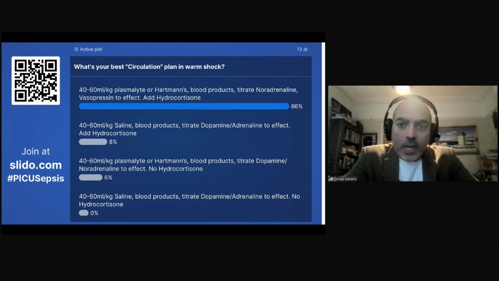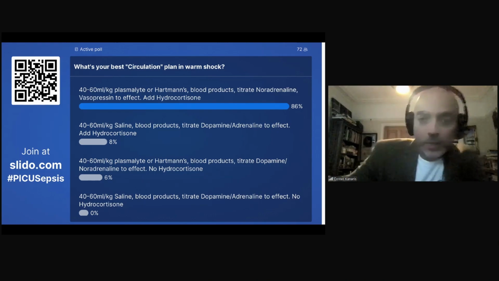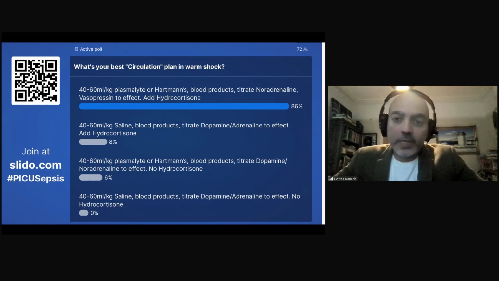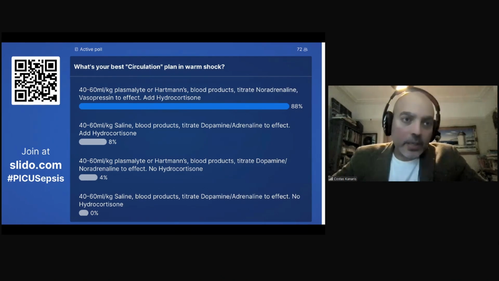Now, I like blood products because they are useful volume. She had a lot of blood products because she was severely coagulopathic. So she got blood, she got platelets, and she got fresh frozen plasma. I do not like saline, and that's been touched upon before.